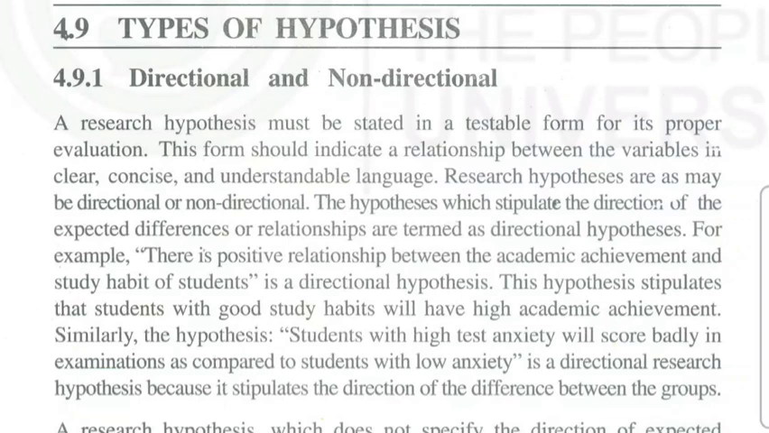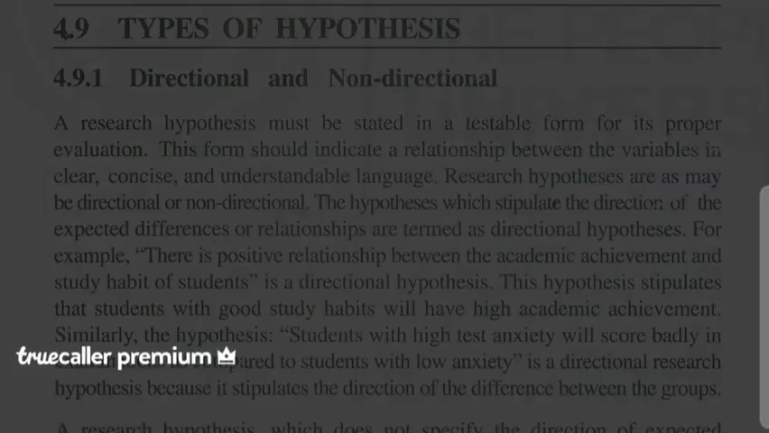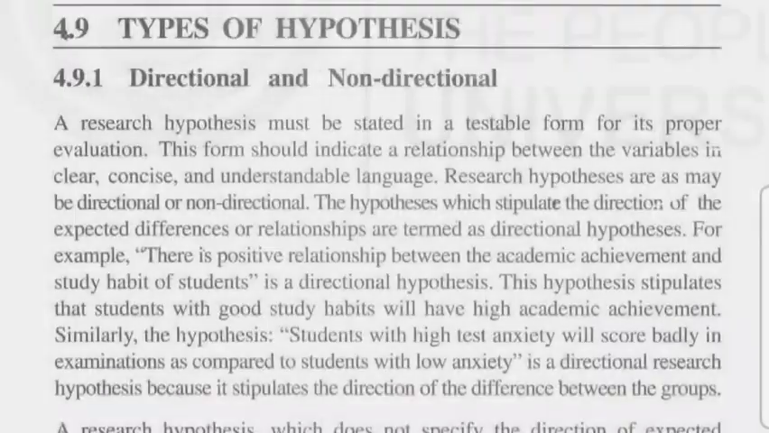4.9 Types of Hypothesis. 4.9.1 Directional and non-directional. A research hypothesis must be stated in a testable form for its proper evaluation. This form should indicate a relationship between the variables in clear, concise, and understandable language. Research hypotheses may be directional or non-directional. The hypotheses, which stipulate the direction of the expected differences or relationships, are termed as directional hypotheses.